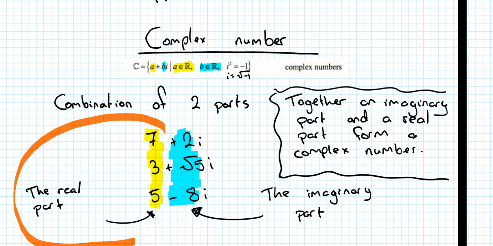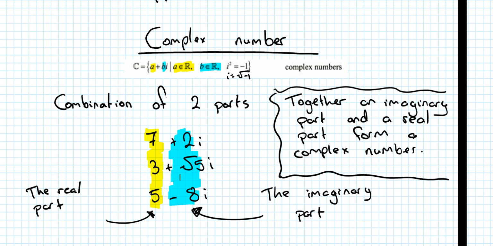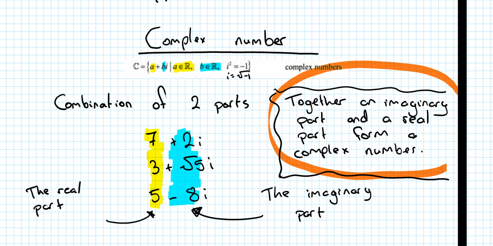So a complex number is a combination of two parts. It is a real part and it is an imaginary part. Okay, so the imaginary part, and that's the actual phrase that we use, is the coefficient of i. So it's the number in front of i. Together, an imaginary part and a real part form a complex number. So that right there, that's what a complex number is.